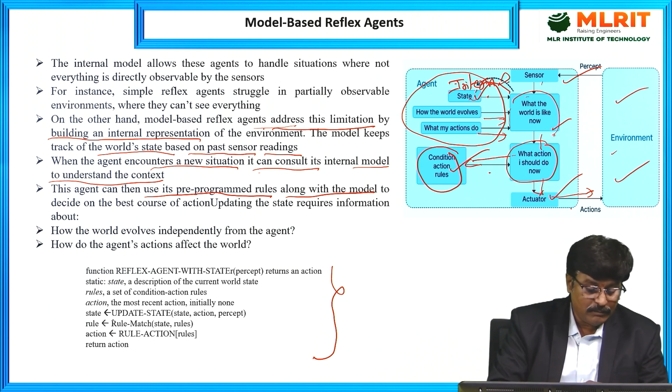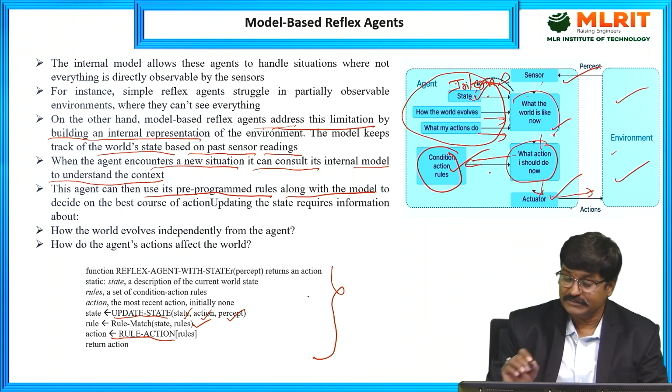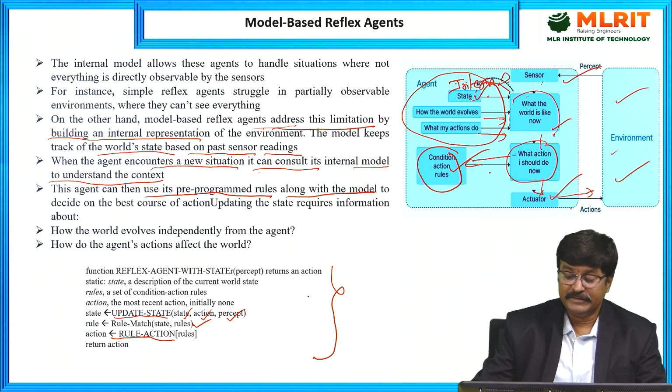So based on the updated state, the previous action, and the percepts, it analyzes all of these. Then rule match: if the rule is matching, the actuator will activate. So the action is performed through actuators, and the function returns. This is the model-based reflex agent.